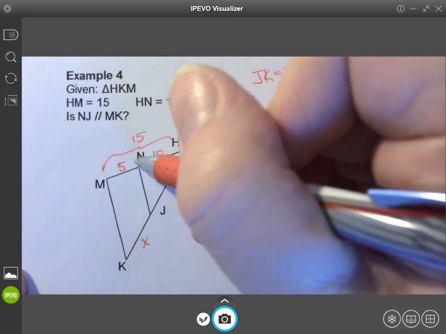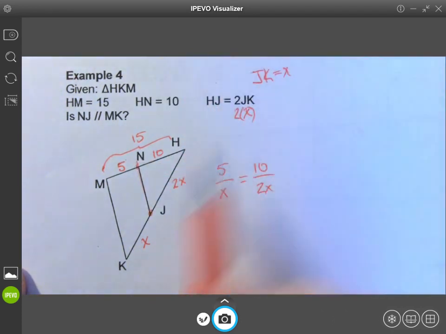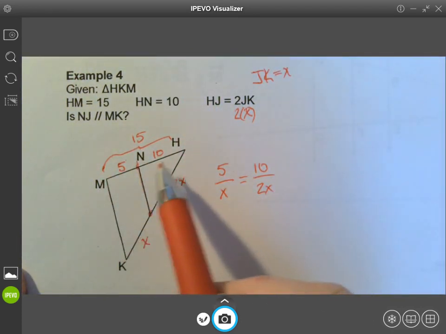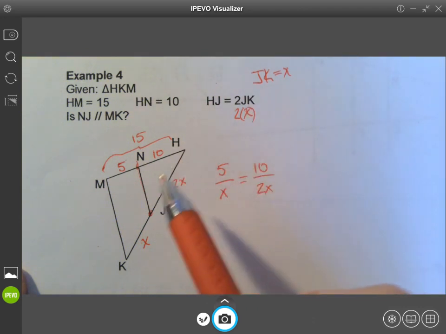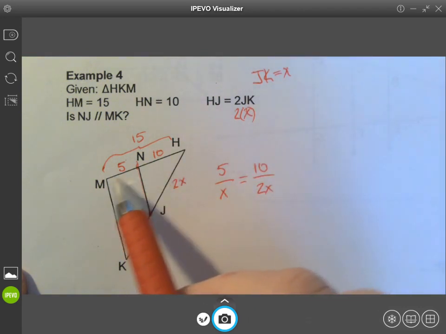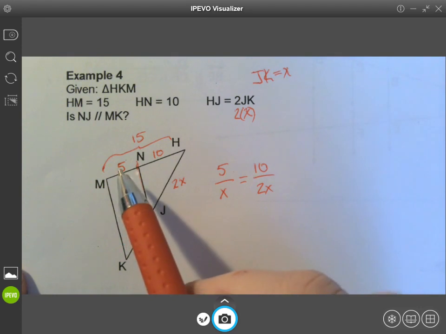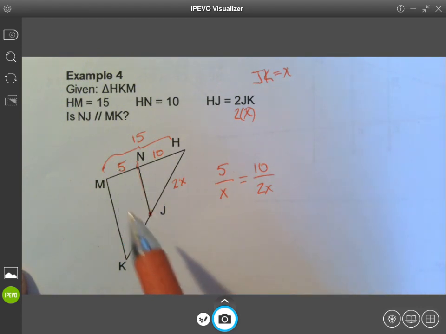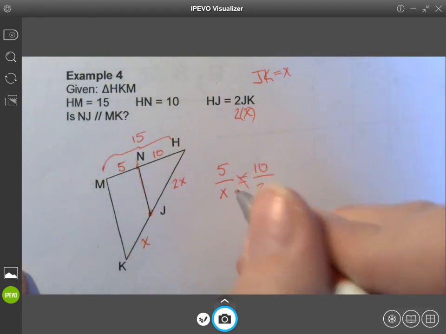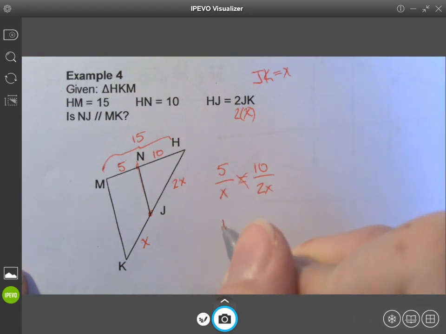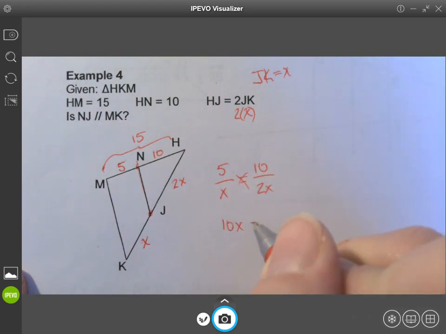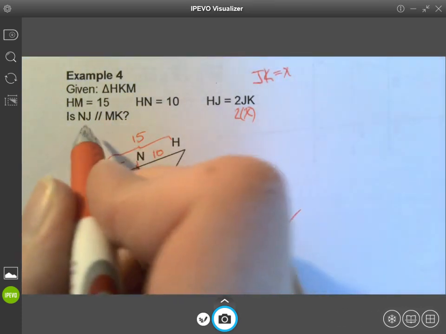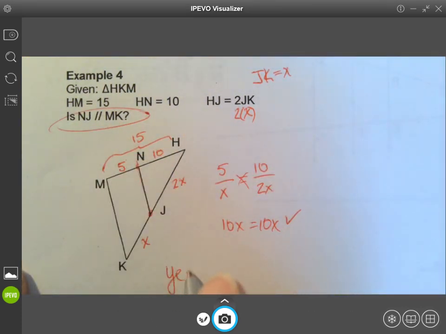So I'm using this as like a divider. I'm saying this segment over this segment should be equal to this over this. Now, I know that this segment is longer than this one, and I know that 5 is not the same as this length, but they're proportionate. So then I cross multiply. That would be 5 times 2X is 10X. X times 10 is 10X. Do you see that I have a true proportion? So are the lines parallel? Yes. NJ is parallel to MK.